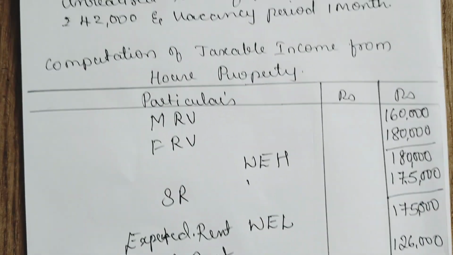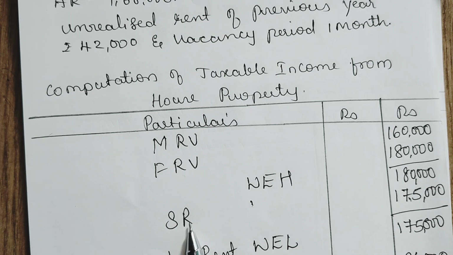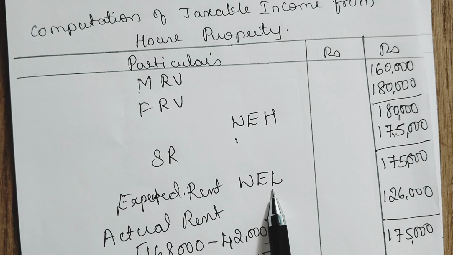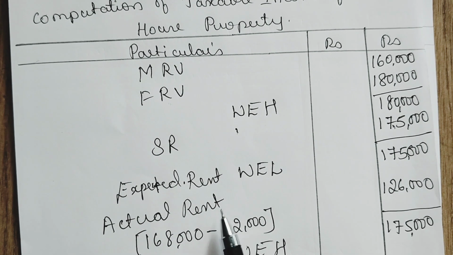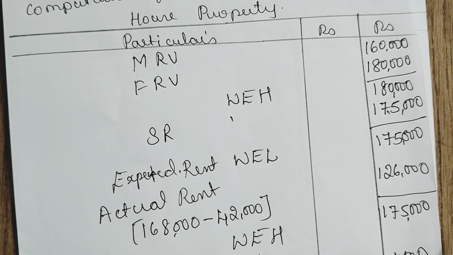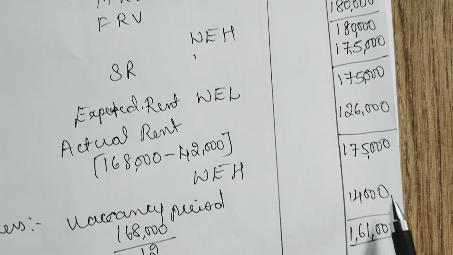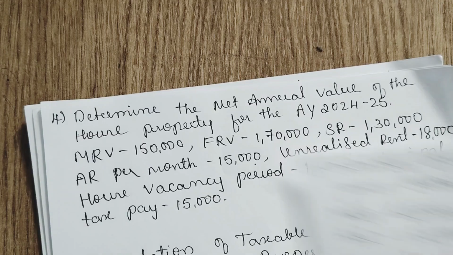Understood? Here municipal rental value, fair rental value, whichever is higher. Then we are comparing with standard rent. Then expected rent, whichever is lower amount is your expected rent. With expected rent you are comparing actual rent. Actual rent, if any case of any unrealized rent is there, that should be deducted. Then we'll get 1,26,000. Higher amount is 1,75,000. Then from that amount, if we minus vacancy period, we'll get gross annual value. Okay, we'll go to next question.